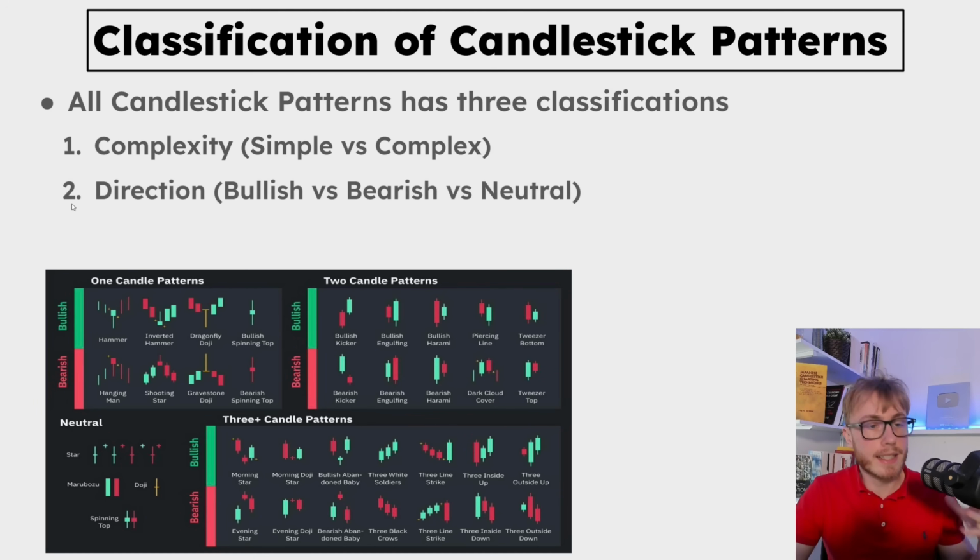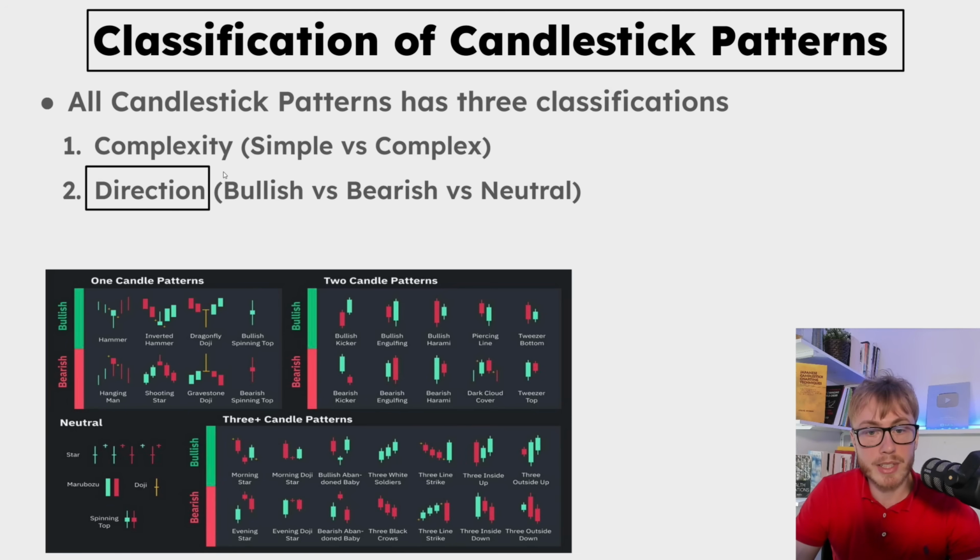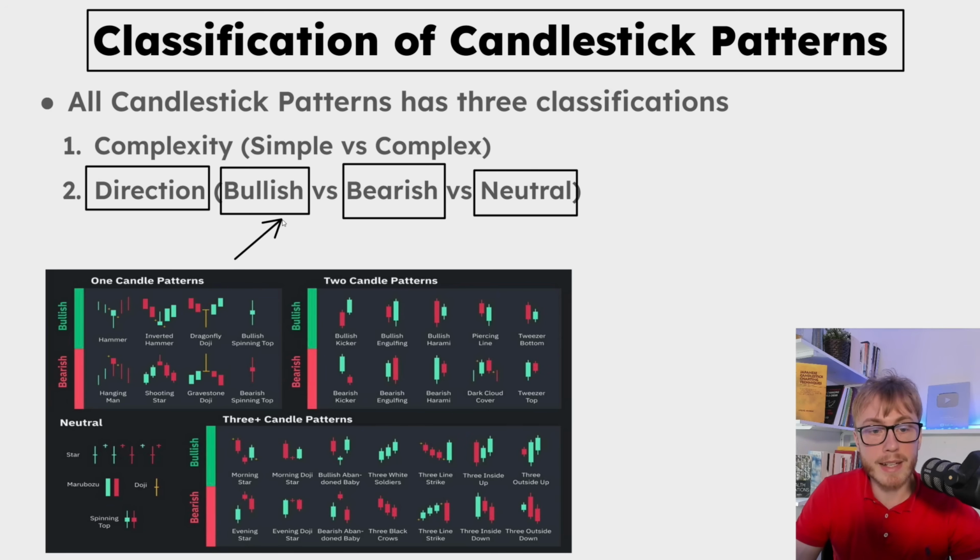But now the next classification is the direction. And here the direction can be either bullish, bearish, or neutral. A bullish pattern indicates that the price will go up after the pattern. A bearish pattern indicates that the price will go down after the pattern. And a neutral pattern indicates that we don't really know here if the price will go up or down after the pattern. However, depending on the context of the neutral pattern, these patterns can actually also tell us something about where the price will go next.